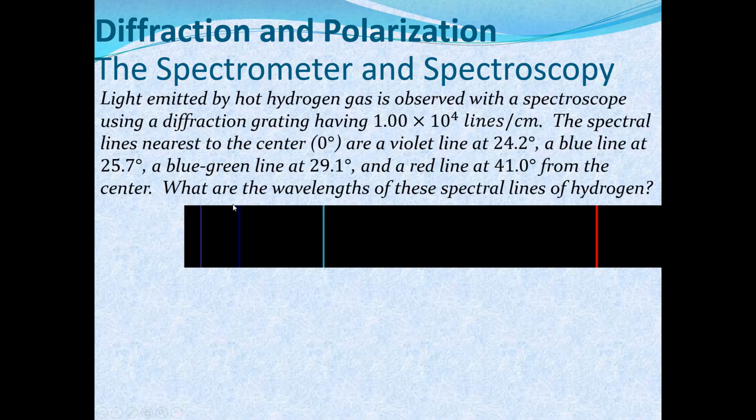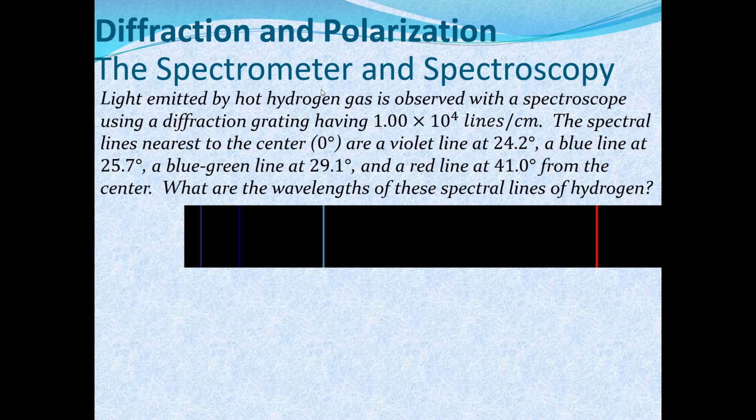All right, so use that in order to figure out this question. Again, we have the diffraction grating lines per centimeter, and then they tell us the angles, and we want to know what are the wavelengths that are creating each of these lines. So pause the video, work on this yourself, and we'll go over it in a second.